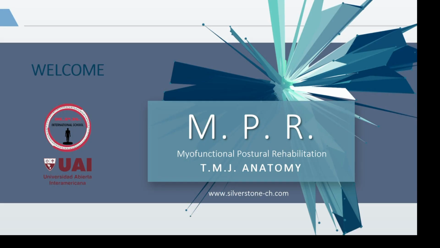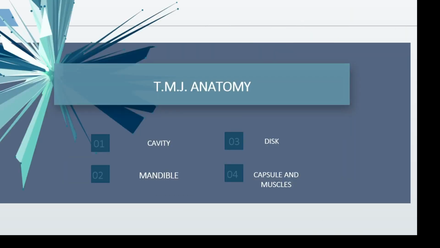We will go directly to the anatomy of the temporomandibular joint. We will talk about the cavity, the glenoid cavity, the mandible, the disc, the capsule and muscles, the whole structure of this particular joint.